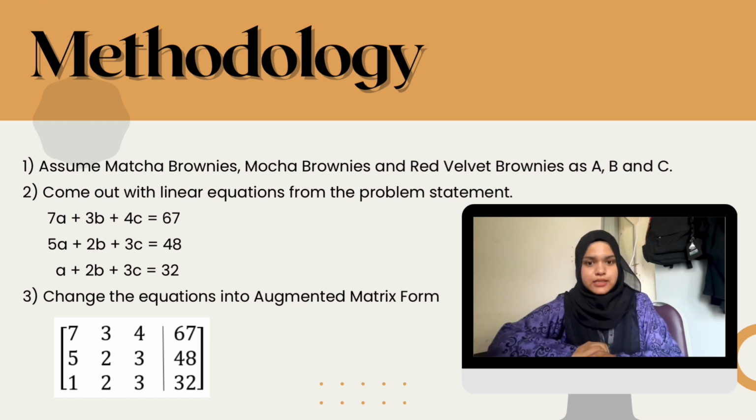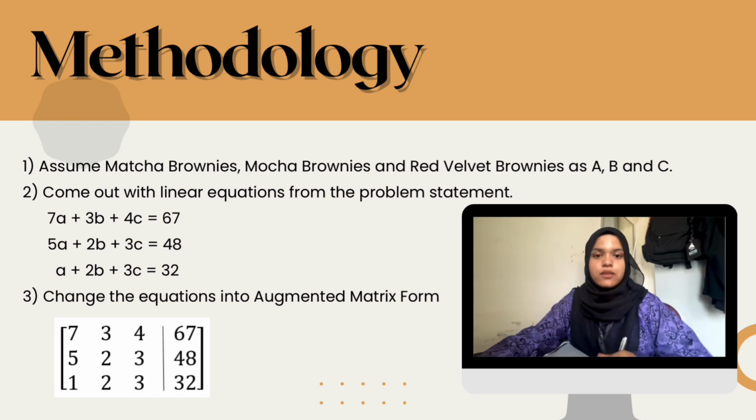For the third step, we need to change the equations into the augmented matrix form. For the first row, we get 7, 3, 4, 67. For the second row, we get 5, 2, 3, 48. And the last row, we get 1, 2, 3, 32.